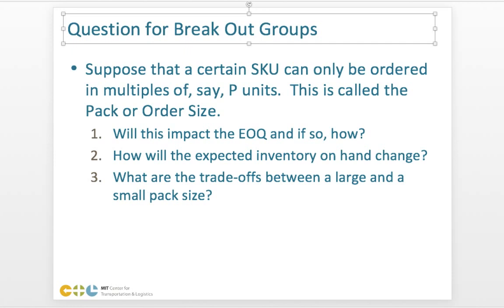Think about if I'm working in a restaurant and I want to order cups. They come in packages of 1,000. You can't have one cup delivered to you, right? Eaches. So the question is, how does this affect the EOQ? Does it affect the EOQ if I have to order in units of, say, 1,000 for these cups? How will this change the expected inventory on hand? And what are the trade-offs between having a large or small pack size? Should you strive to have a big one or a little one, and what are the implications? This is what I want you to talk about, and then when we come back, answer these questions, and then we'll talk about it.